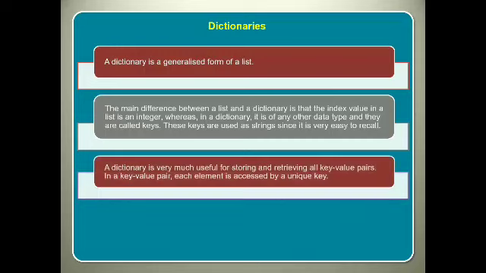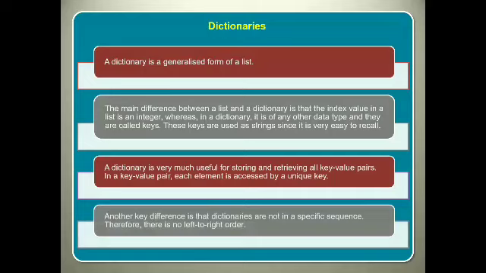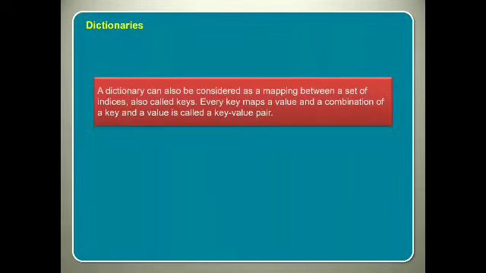A dictionary is very much useful for storing and retrieving all key-value pairs. In a key-value pair, each element is accessed by a unique key. Another key difference is that dictionaries are not in a specific sequence. Therefore, there is no left to right order. A dictionary can also be considered as a mapping between a set of indices, also called keys.